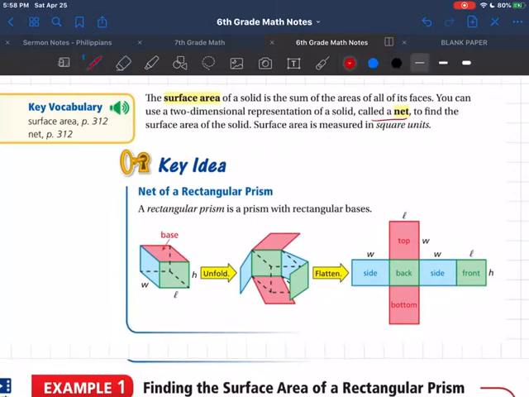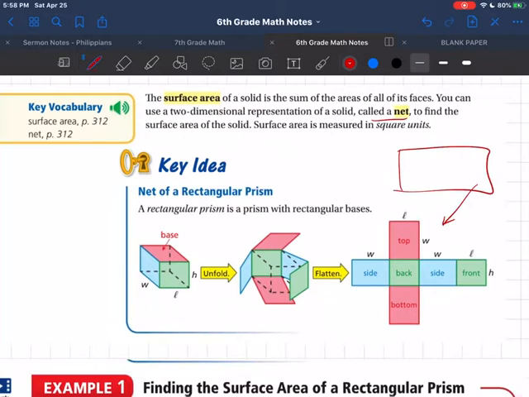Okay, so the net is this thing right here. And where a net is important is if you want to be a box maker someday, this is how you would produce them. You would have this big piece of cardboard, and you would cut it into this shape down here, and then it would be folded up. So if you want to make a box, you need to understand nets, okay?